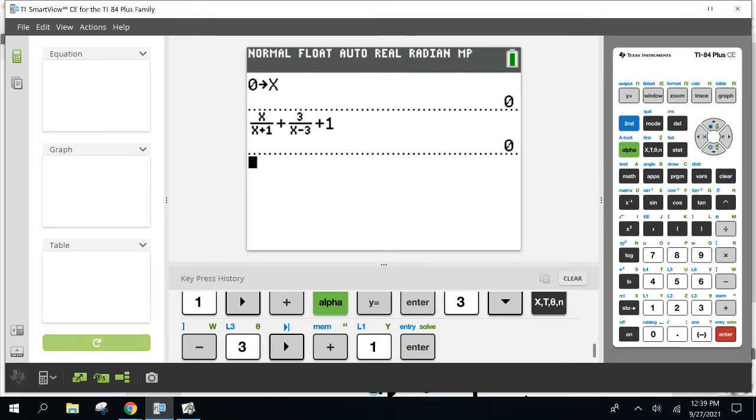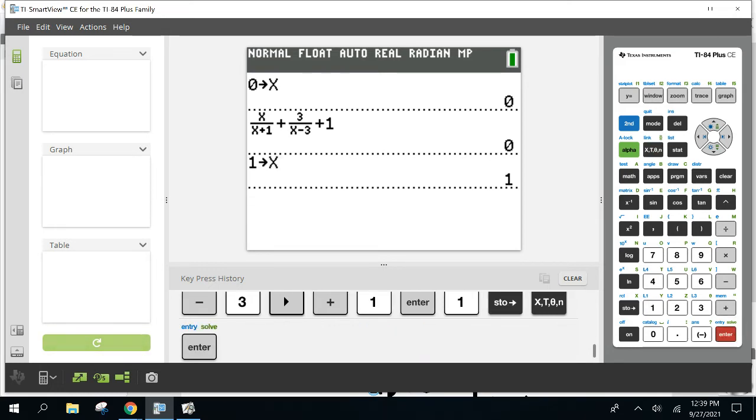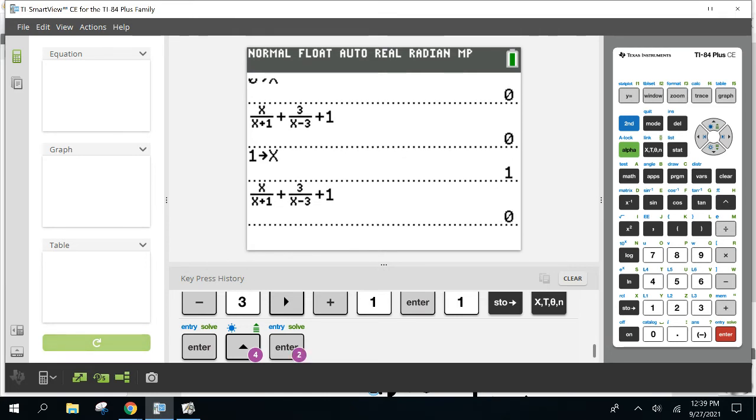What was my other answer? 1. So now I'll take 1 and store it in for x. Now I've never shown this to you. I think some of you know it exists. Maybe some of you don't though. I don't need to retype everything again. I have a little up button here that'll literally copy and paste that in there for me. Now it'll plug 1 in. Boom, 0. Perfect. So I did not need to reject any of my answers.